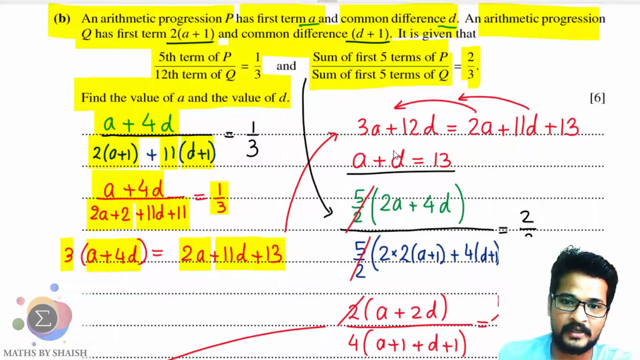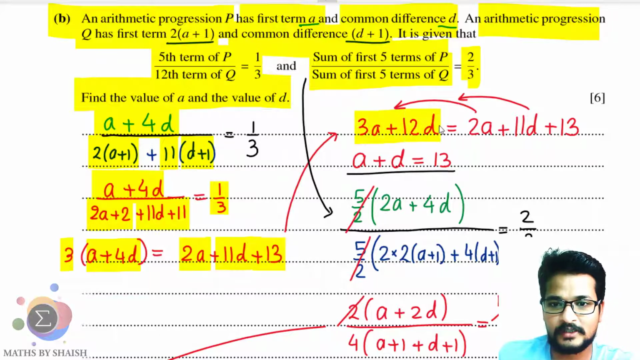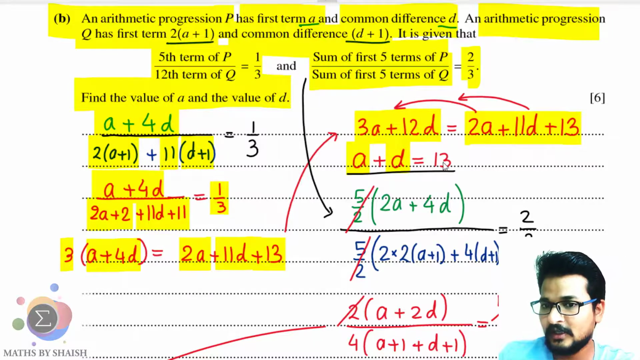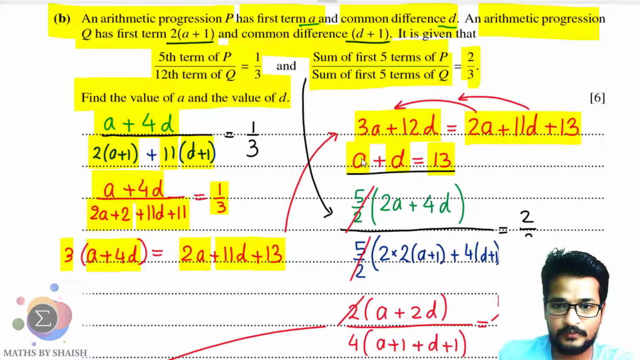We will simplify, and we will get this as 3a plus 12d equals 2a plus 11d plus 13. If we simplify, sending this thing here, 3a minus 2a is a, 12d minus 11d is d. So it is a plus d equals 13, the first equation.